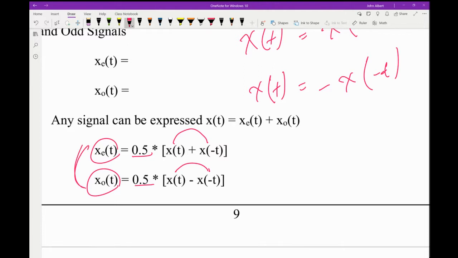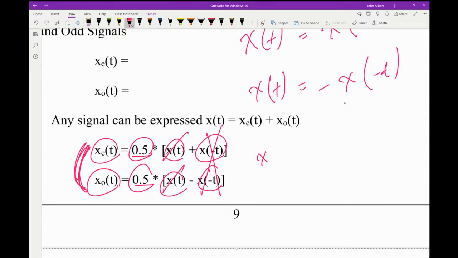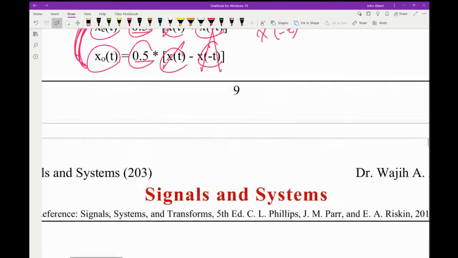Now, if you add both of those, you can even see it from here. If I add x even with x odd, what will happen? I'll get 0.5 x of t and 0.5 x of t, so I'll get x of t. But what will happen to the other part, the x of minus t? This basically will cancel with this if you add this. And if you subtract x even minus x odd, this basically will cancel, and you'll get x of minus t. Okay? So this is basically how you can work with even functions and odd functions, or even and odd signals.